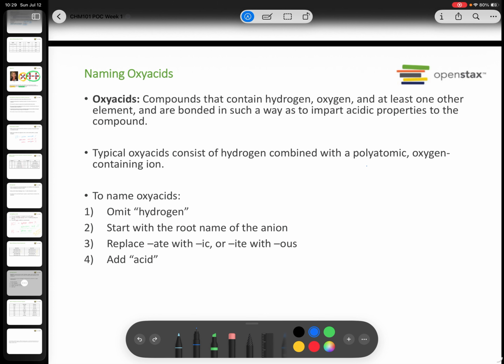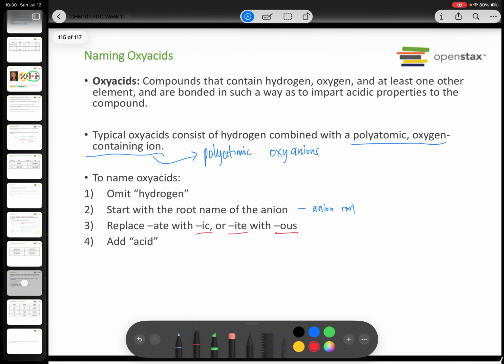This is, ito ay tinatawag na polyatomic oxyanions. Okay? So, ito yung rule, no? Omit the word hydrogen. Start from the anion root. Okay? Anion root. And change the ending, ayan, meron kayong tatlong choice. I-change nyo ng ik, ite, or us. Ayan yung nagpapalito dito. And you add the word acid sa dulo.